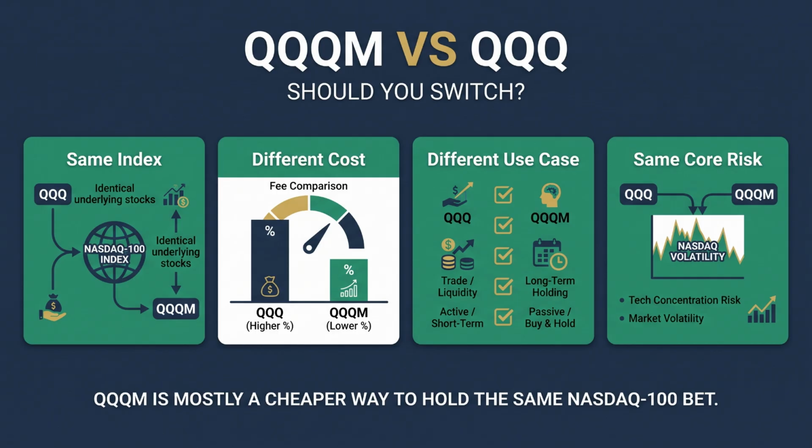So why do both exist? And more importantly, if QQQM is cheaper, should you switch from QQQ to QQQM in 2026? That sounds like a simple question, but the answer depends on how you invest. If you are a long-term buy-and-hold investor, QQQM may be the more efficient tool. If you trade actively, use options, or need maximum liquidity, QQQ may still make more sense.